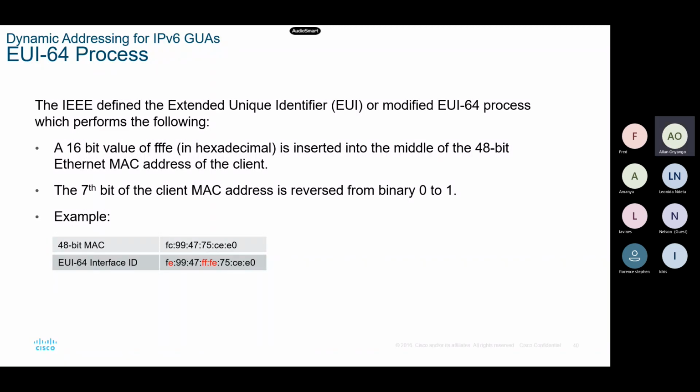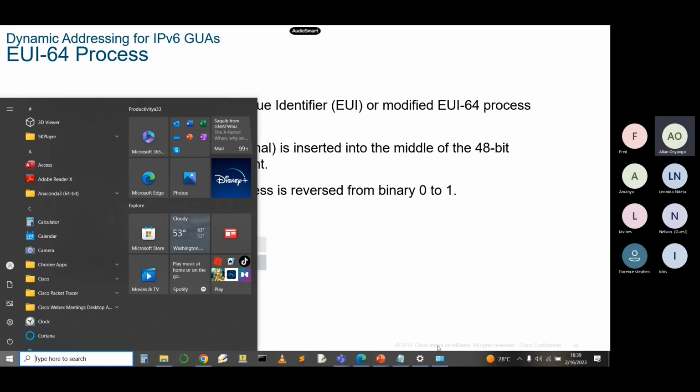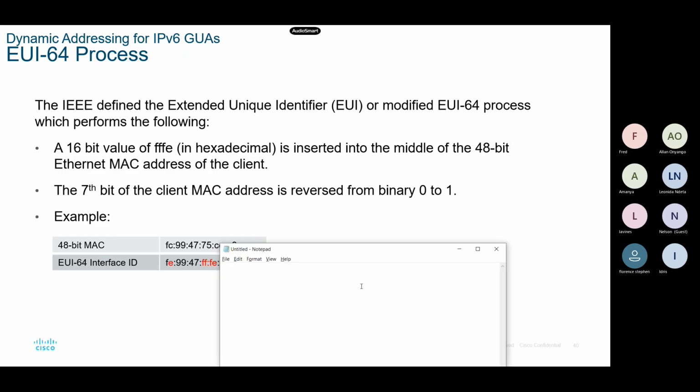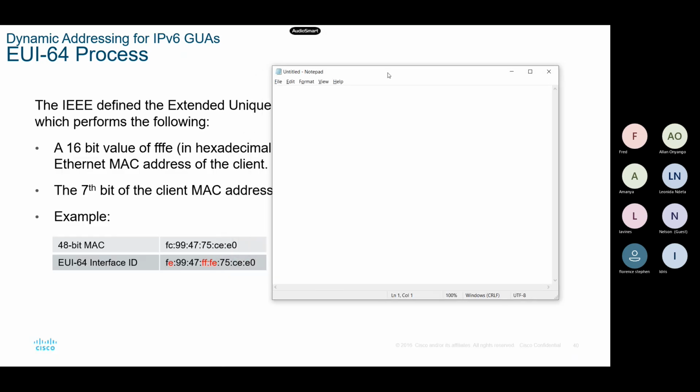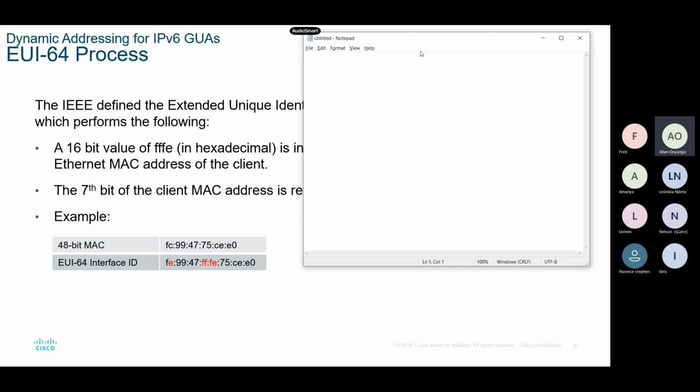So let me just get a notepad here. All right, let me demonstrate for you the EUI-64 process. First and foremost, I need you to know that the EUI-64 process utilizes the MAC address. It takes advantage of the MAC address. You realize how the MAC address is very important, guys. Very, very important.